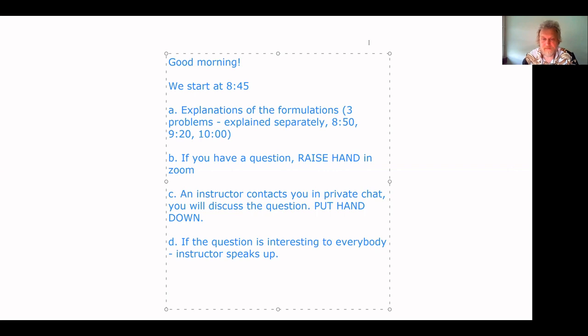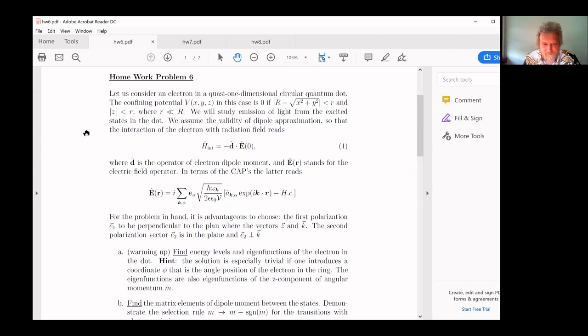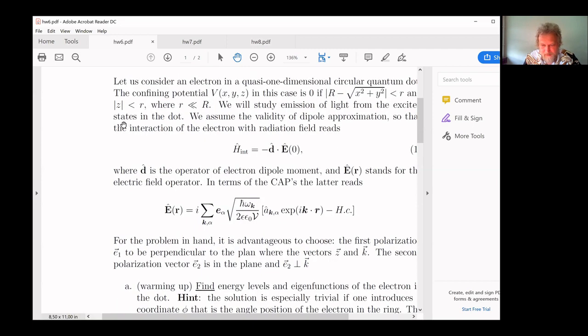Very well, so let us proceed. Let me stop the share first. And I need to find the first problem of the package, which is, let us see. No, not this one. I shall start with homework problem 6. Okay.